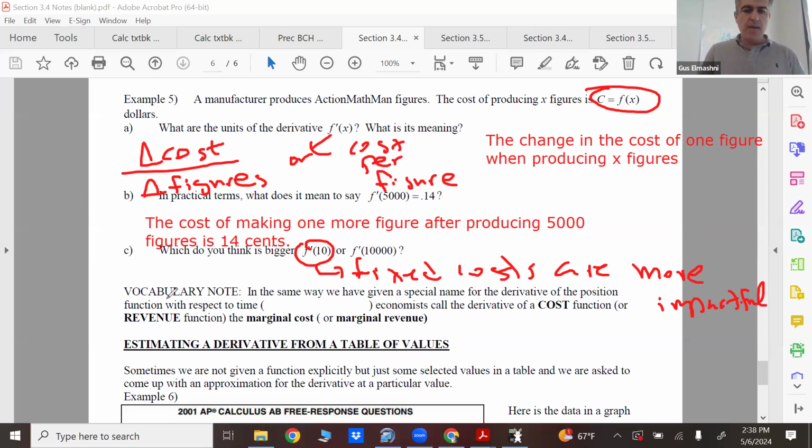So in this case, sometimes we have to do it with respect to time. In the same way, we've given a special name for the derivative with respect to time, which is ds over dt. We do the same thing for costs, where we call it marginal cost or marginal revenue. So on the margin, okay, how much is it going to cost to make an extra thing, or how much more extra money are we going to make.